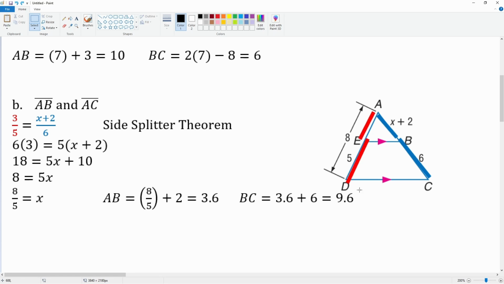Not BC, sorry. This should be AC. AC is equal to x plus 2 plus 6. So this was 1.6, right? So it's basically 8 over 5 plus 2, which is 3.6, plus 6, okay? It's just 9.6. There you go.